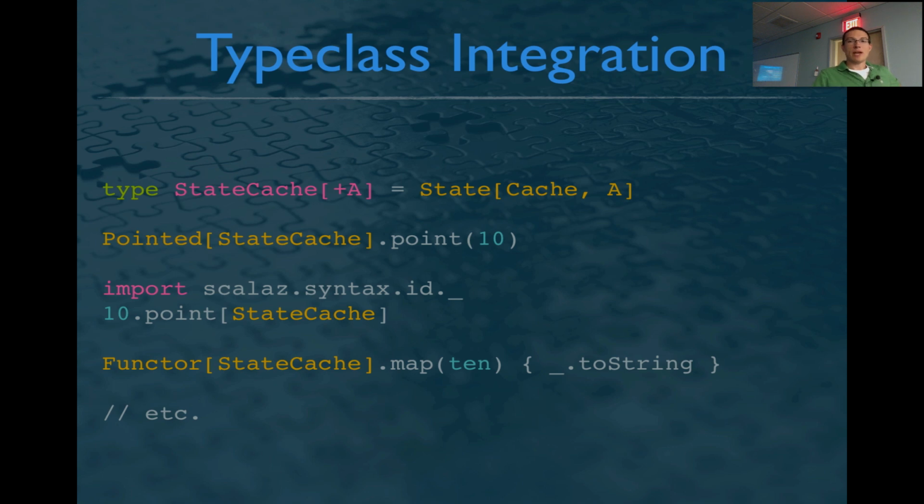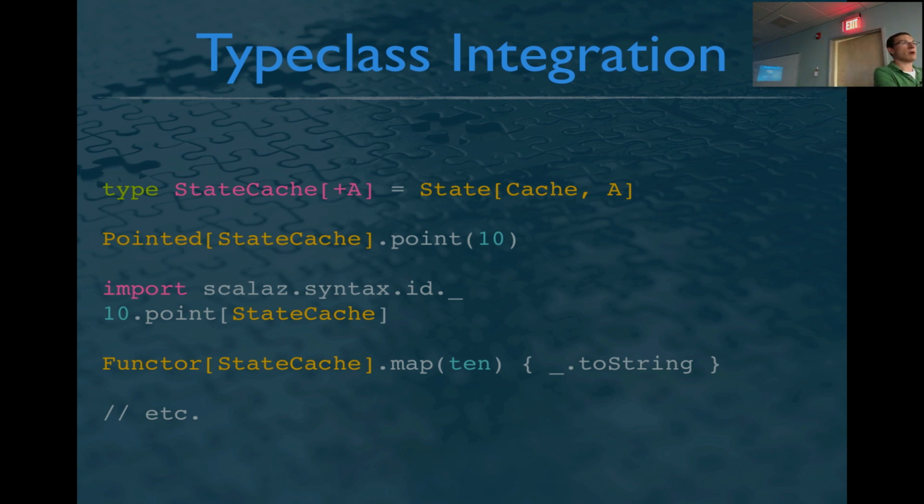But anyway, if I have some type StateCache that is parameterized on some type A, I can alias that to be State of Cache comma A, right? Totally makes sense there? And then I can do really nice things like, say I want a pointed instance. I just say Pointed of StateCache, and now I can use the point function. So let's look at that one line for a minute. Does everybody remember what pointed did? What pointed did was it lifted a value into a context.